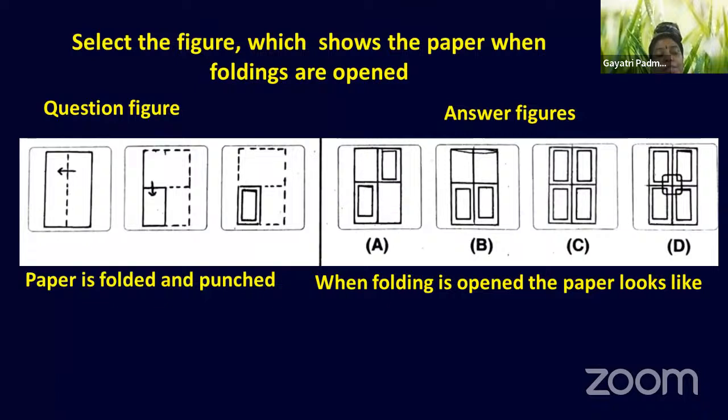See the next question. In the first figure, we have a rectangle that is folded vertically, isn't it? That is the first folding. And see the second one in the rectangle. The left-hand corner is folded and again it is refolded. So the paper is folded and then it is punched. Now, when the folding is opened, the paper looks like dash. Is it option A, option B, option C, or option D?